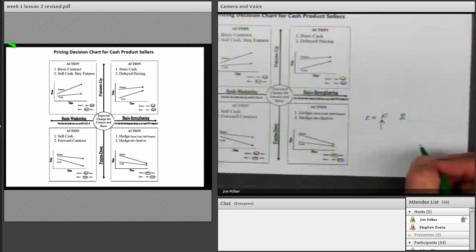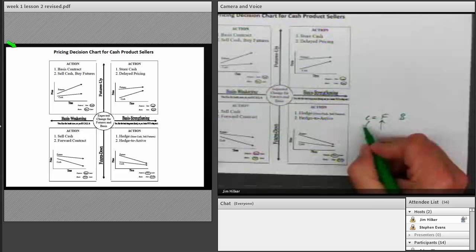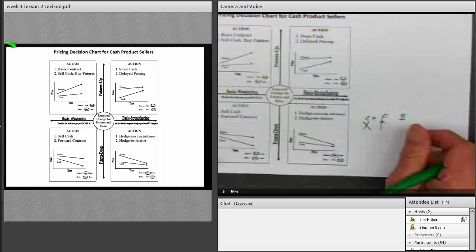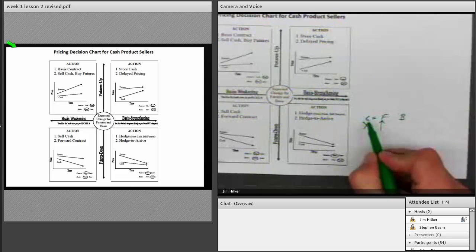We're going to meet together again on February 17th, same time. Price the futures by not pricing the cash. I have not priced the basis. The basis is up to you. I've only priced one half of what makes up the cash.